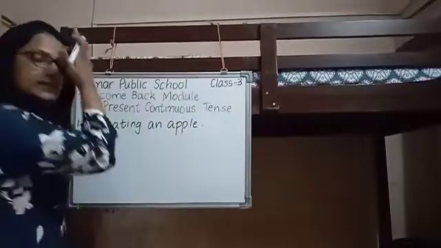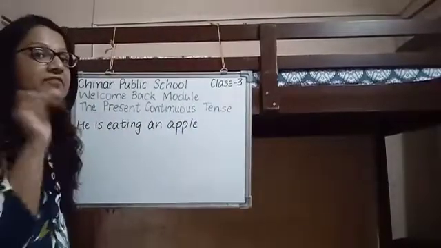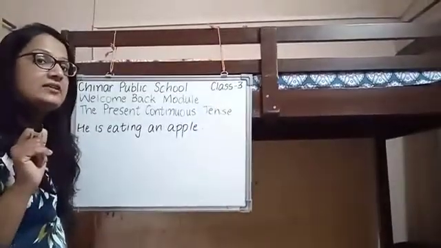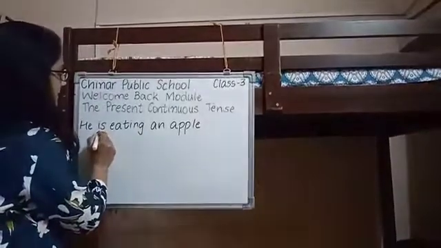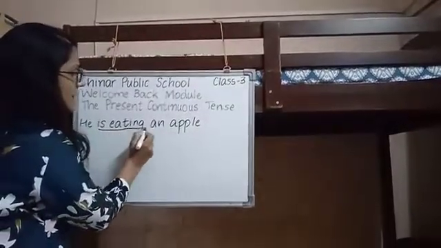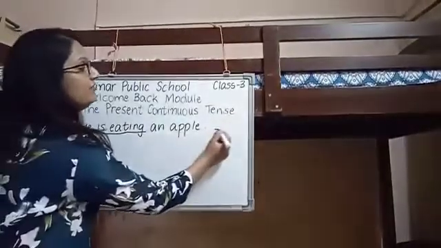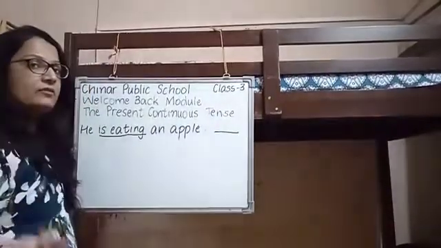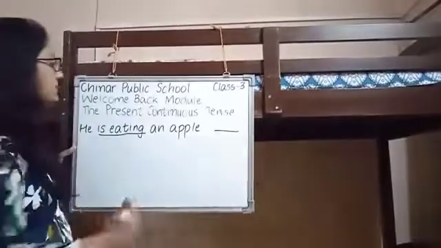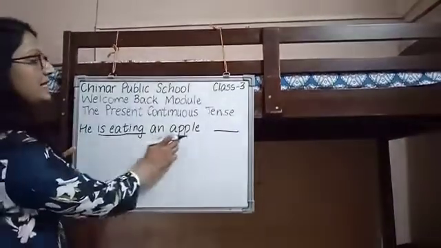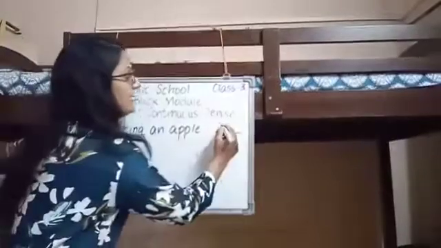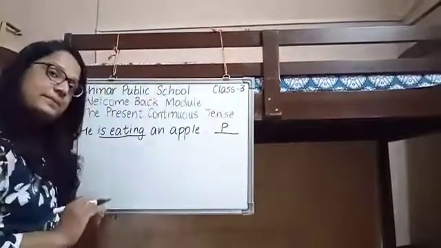For example, if I write, he is eating an apple. Now, how do we identify whether this sentence is in present continuous tense or not? Because it is verb plus ing, it is in present continuous form. Now, how will we identify whether it is in present time or the future time? He is eating an apple means he is eating an apple right now. So it will be present time.